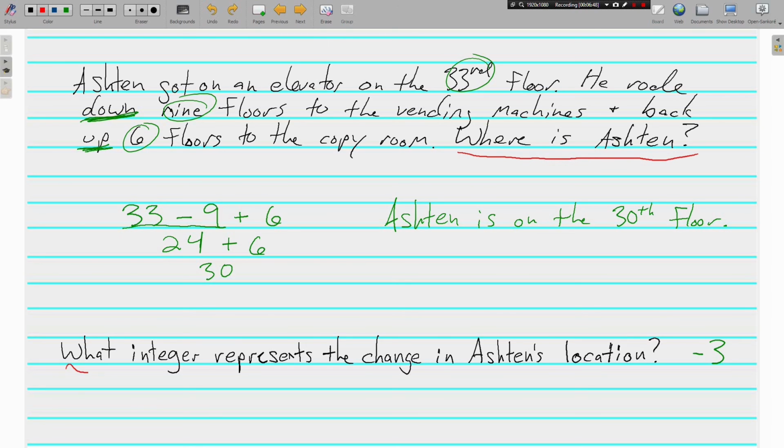All right? Answer what you're asked. It's a big deal. What integer represents the change? Where is Ashton? They are different questions. They're going to have different answers. But as far as the actual combining of the integers, you know how to do that. And you know how to read. So just combine the things you know.